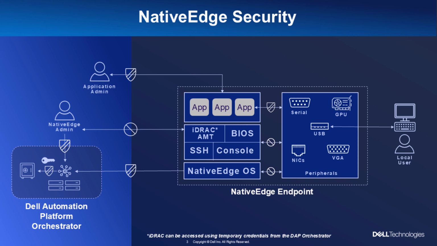Data at rest is encrypted. Even with physical access, the endpoint remains inaccessible until onboarded through the Dell Automation Platform Orchestrator. Once it has been onboarded, it can then be accessed through the Dell Automation Platform Orchestrator.